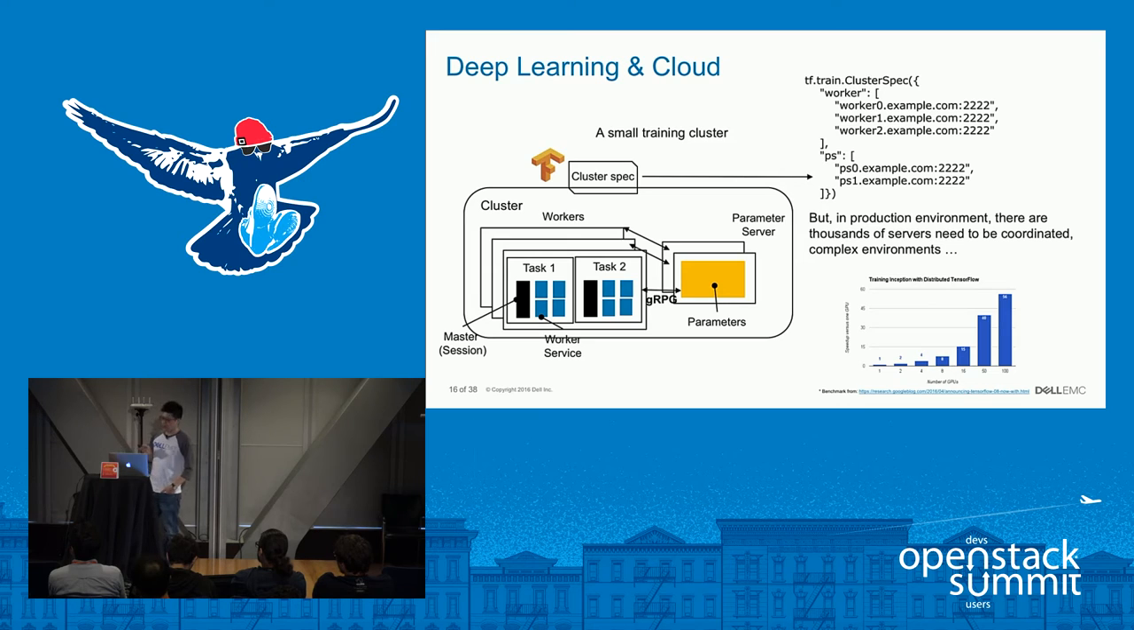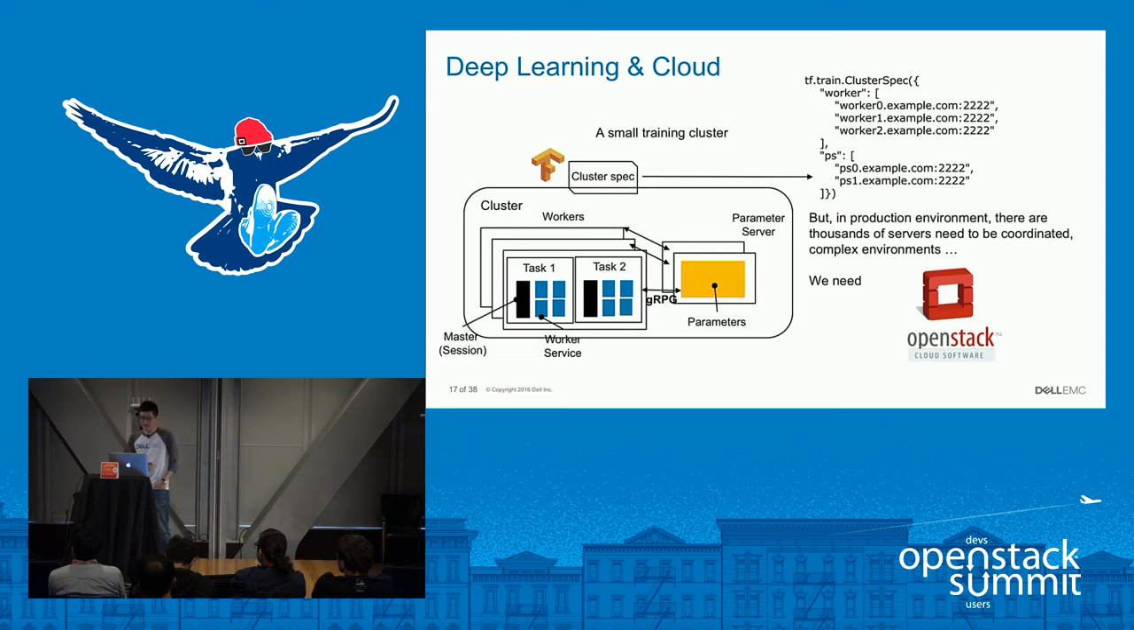Luckily, TensorFlow itself provides very good scalability. This is an image from the Google paper. You can see it gives nearly linear performance increase when we increase the hardware. This is why we need OpenStack. Because there will be thousands of servers, we need to manage them. We need a cloud management platform to manage all these clusters. And as I said before, we have already used OpenStack to manage our infrastructure, so it is a very easy option for us to use OpenStack to manage the TensorFlow cluster too.